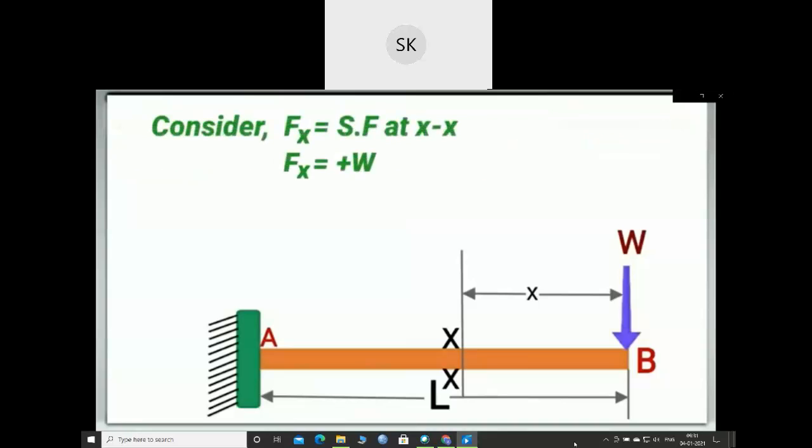Let Fx be the shear force at this section XX. Hence, Fx will be equal to plus W. Since W is the resultant of forces acting on the right portion of this section XX, the resultant is positive, since the shear force at this section XX has to be positive as per the sign conventions of shear force diagram.